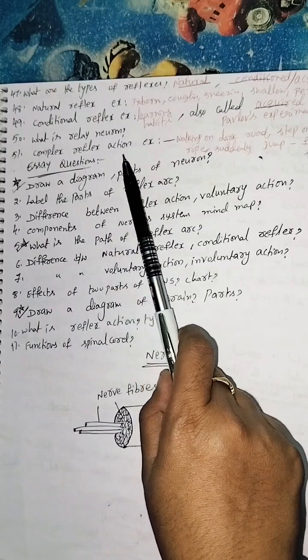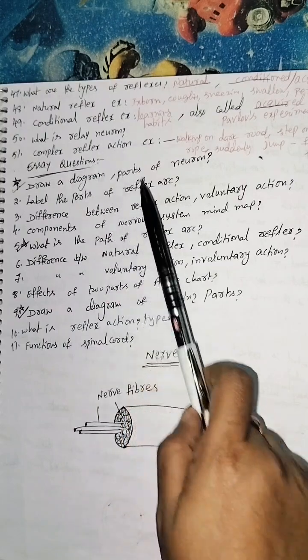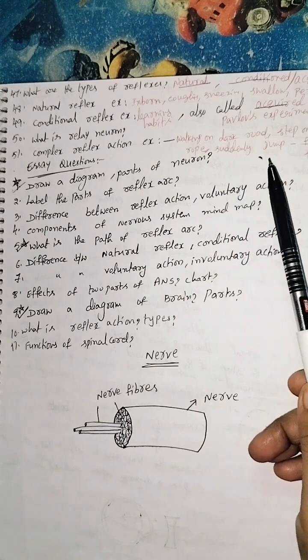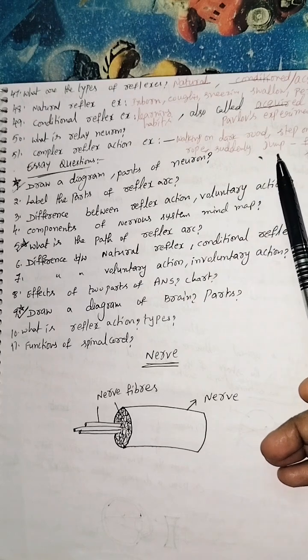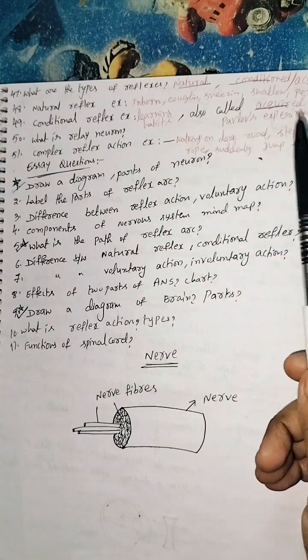What is complex reflex action? For example, walking on a dark road, we step on a rope and suddenly jump, fearing it is a snake. Such activities are called complex reflex action.